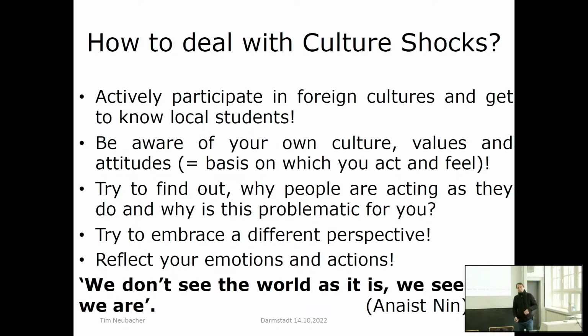Right? Try to embrace the different perspectives. So why? If there is an explanation why, try to think why it holds true in this specific culture, for example.